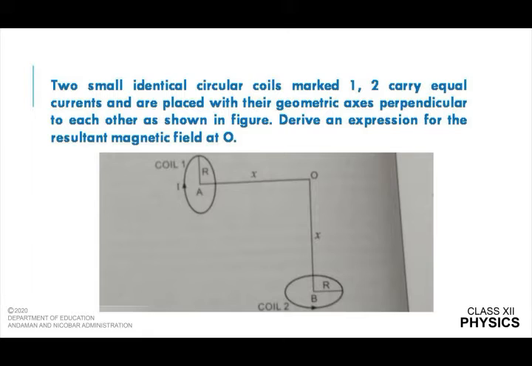Two small identical circular coils marked 1 and 2 carry equal currents and are placed with their geometric axes perpendicular to each other as shown in the figure. Derive an expression for the resultant magnetic field at O. I'm going to read the question once again. Two small identical circular coils marked 1, 2 carry equal currents and are placed with their geometric axes perpendicular to each other as shown in the figure. Derive an expression for the resultant magnetic field at O.